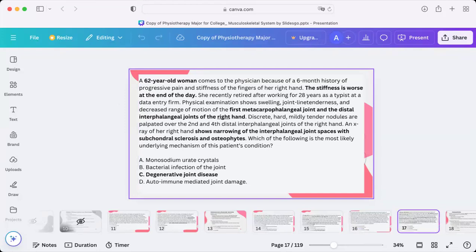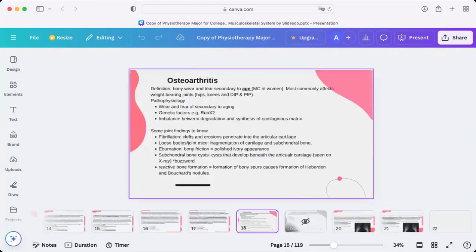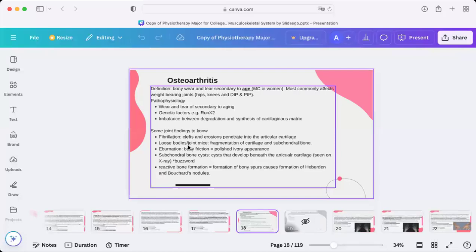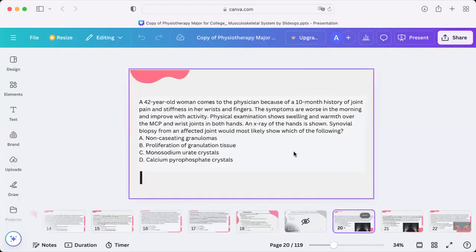How would A present? What is the diagnosis of A and how would A present? Good job, guys. All right, so you guys did amazing in osteoarthritis. Here I have some things that I just brought from the slide, but honestly, I don't think they're high yield, and I think you guys did a really good job at answering the questions, okay? So I'm gonna move on.